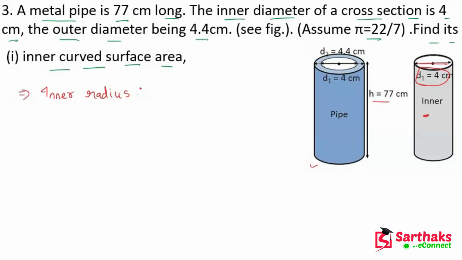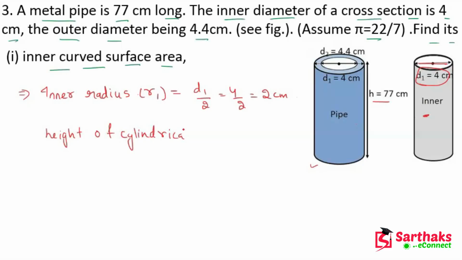Okay, inner radius r1 equals inner diameter d1 upon 2. This equals 4 upon 2, which means 2 centimeter. I hope you get this point. And we know that the height of the cylindrical pipe is 77 centimeter. Let's suppose this is h. H is common in inner and outer as well.